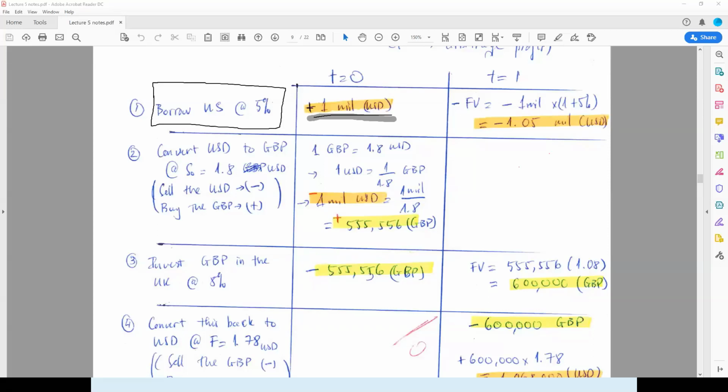In the second step, I'm going to convert this USD. Hang on one second, I've got someone in the chat screen. Okay, thanks, Phong.